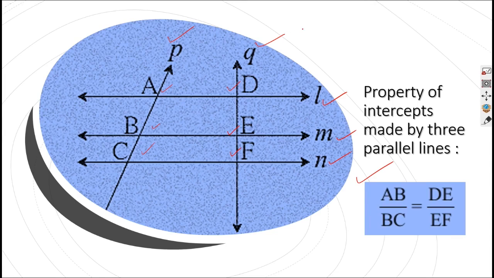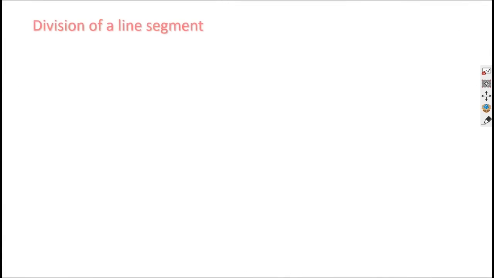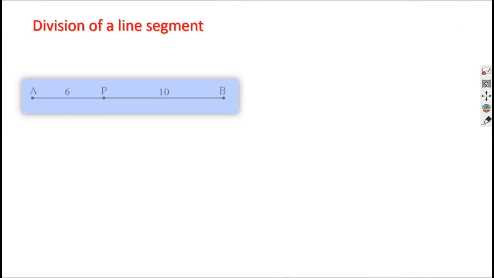There are three things you should remember before proceeding. First, remember the concept of what happens when parallel lines are intercepted by another line, the proportionality of the intercepted points. Next, you should remember something you studied about a line segment and its proportionate division.